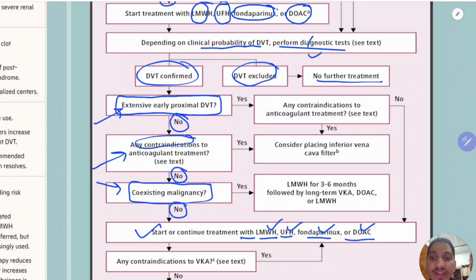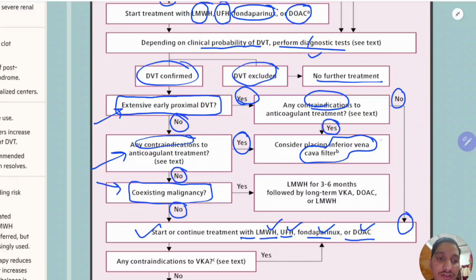Okay. If there was extensive early proximal DVT and there are no contraindications to anticoagulation treatment, then you will start the treatment with anticoagulation. But if there is any contraindication to anticoagulation, then you will go for an inferior vena cava filter. For coexistent malignancy, you will give low molecular weight heparin for 3 to 6 months, followed by long-term vitamin K agonist, DOAC, or low molecular weight heparin.